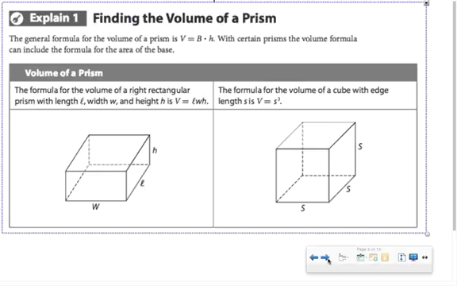A couple of formulas here for finding the volume of a prism. The formula for the volume of a right rectangular prism you see is length times width times height. If it's a cube, length, width, and height would all be equal. So if I were to call it S, then I would just take S to the 3rd power to find the volume of that cube.